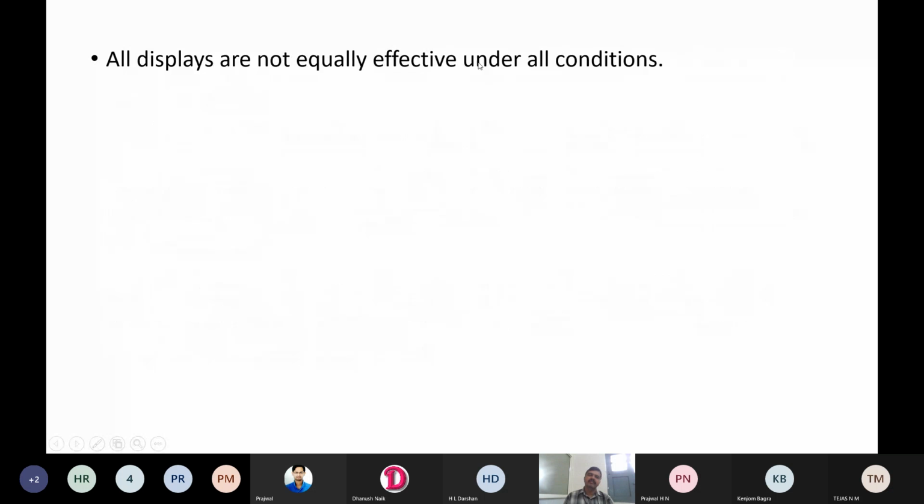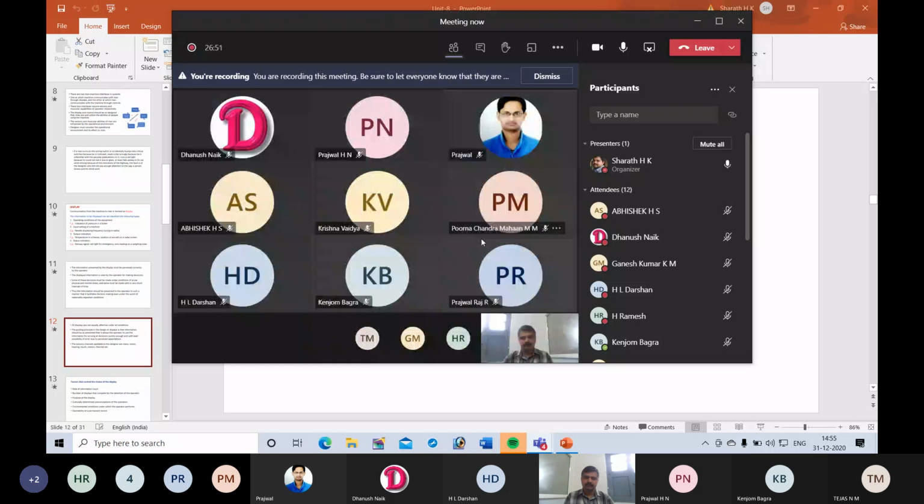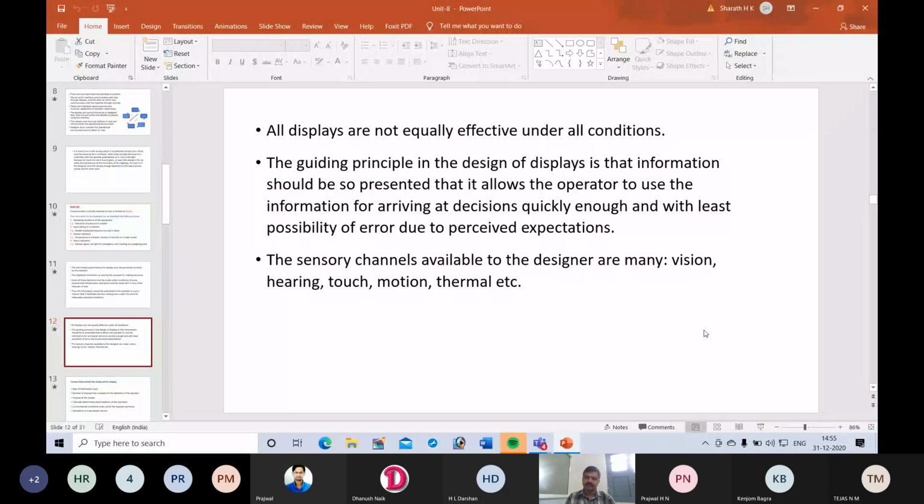All displays are not equally effective under all conditions. The guiding principle in the design of displays is that information for arriving. Okay, because there's a technical problem, I will continue.